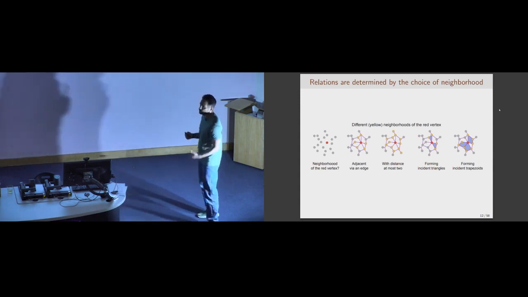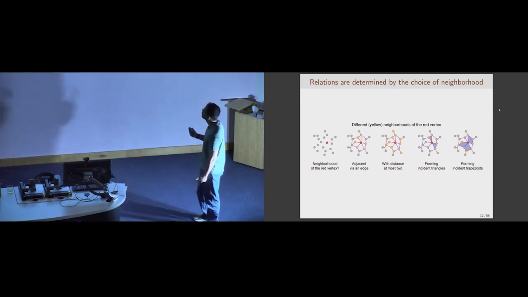Or, if you start thinking in terms of topology now, what I called holes earlier, you can identify the yellow neighbor nodes of the red node by looking at incident triangles. For example, this is one blue triangle that is incident, and this is another one, so we picked this way the 4 yellow nodes. Or instead of triangles, you could pick trapezoids to identify what is a yellow neighborhood.